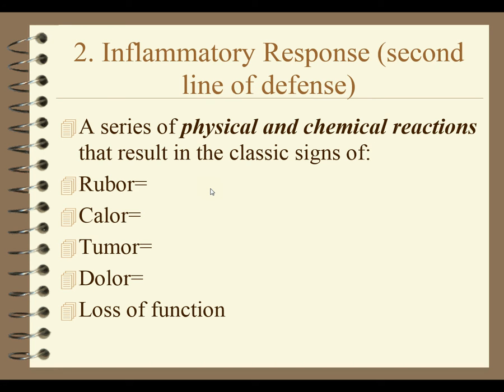The second thing is our inflammatory response. This is our second line of defense if it gets past our first line. And here we have a series of physical and chemical reactions that result in the classic signs of, and rubor means redness, calor means warmth, tumor means swelling, dolor means pain or itching, and then loss of function can also affect this. So we all know that redness, warmth, and swelling, along with pain, is an inflammatory response that something's going on and our body's reacting to it and trying to get rid of it.